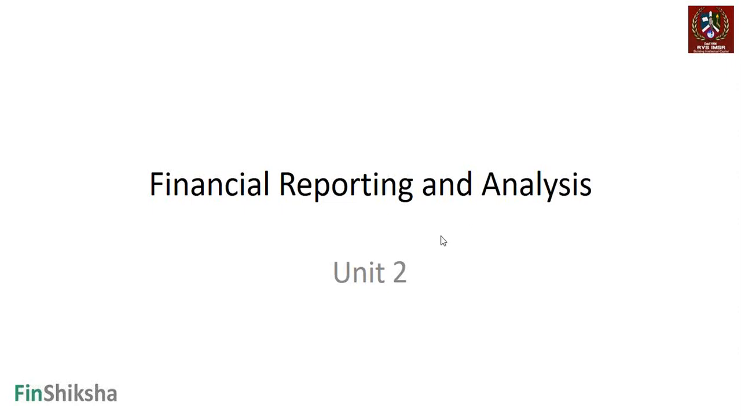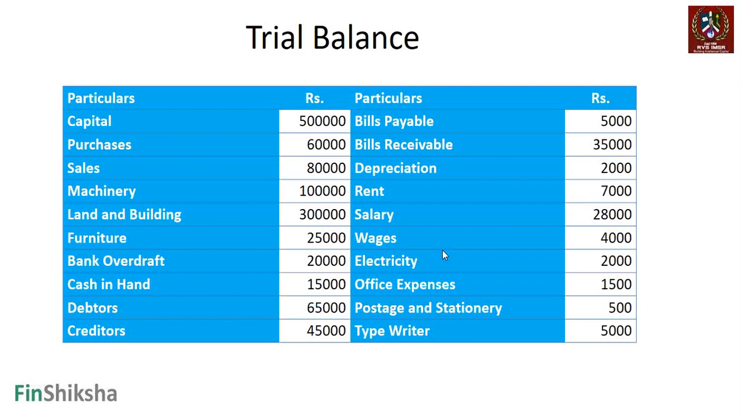We try and solve another quick problem in FRA, and this time it'll be on a trial balance. Let's prepare a trial balance based on these transactions which have been given to us. So we've been given a lot of transactions with headers as capital, purchases, sales, machinery, land building, furniture, overdraft, cash in hand, debtors, creditors, etc. We have to basically classify these transactions into debit and credit, right?